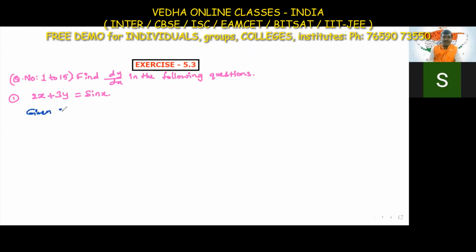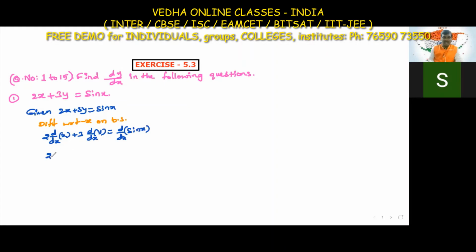Write the given: 2x plus 3y is equal to sin x. Now differentiating with respect to x on both sides. If we differentiate with respect to x on both sides, 2 is outside and d by dx of x, plus 3 is outside and d by dx of y, is equal to d by dx of sin x.